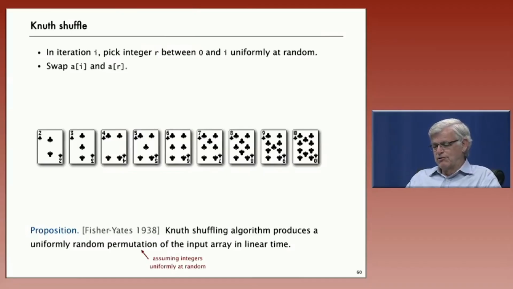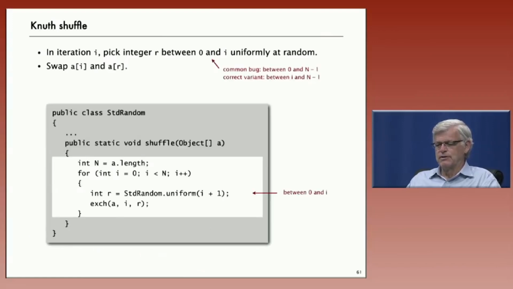It was proved actually a long time ago, even before computer implementations, that if you do that, you get a uniformly random permutation, and it only takes linear time. So that's definitely a way to get a deck shuffled quite easily. Easy to implement. Now it's key that the uniform random number be between 0 and I minus 1.